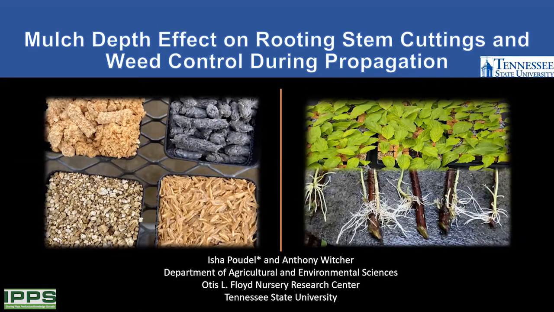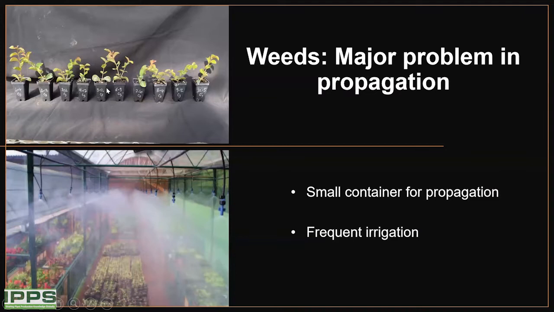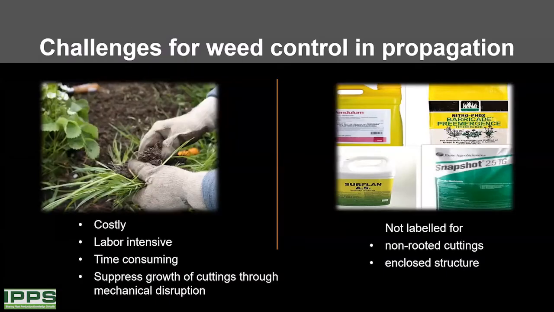My research topic is on mulch depth effect on rooting stem cuttings and weed control during propagation. Weeds are the major problem in propagation. Propagation is mostly done in small containers, due to which it creates more competition for nutrient, light, and water between the crop and the weed species. Also, propagation requires frequent irrigation, due to which it creates a favorable environment for weeds to germinate and grow. Controlling these weeds in propagation is very challenging.